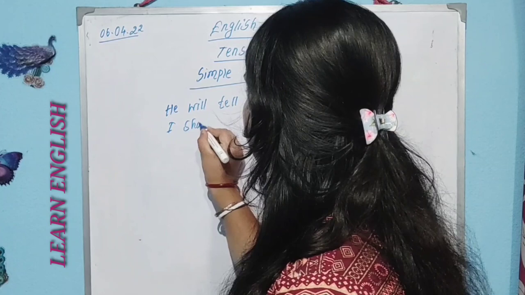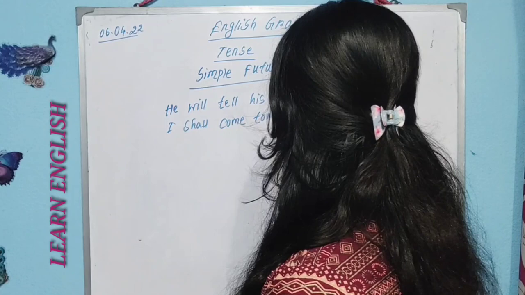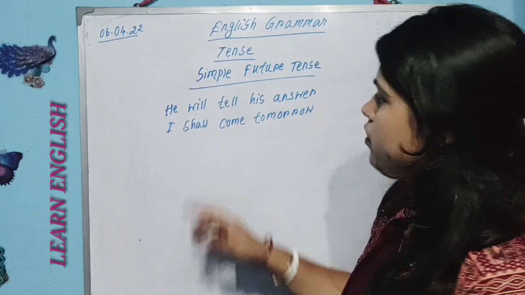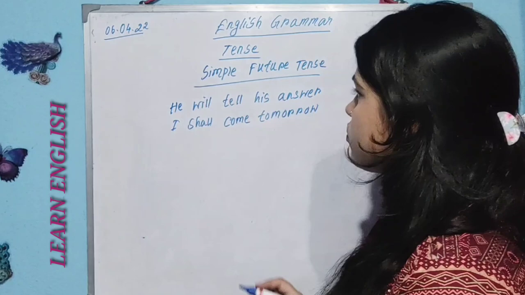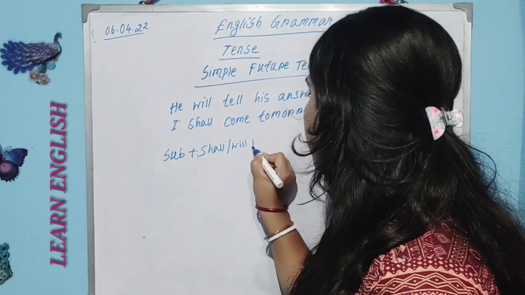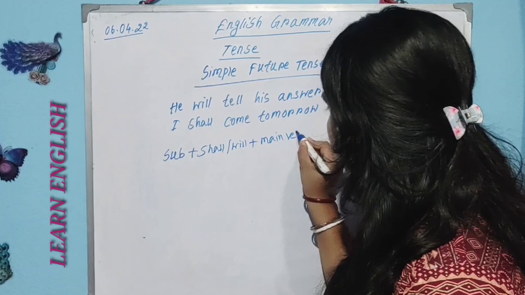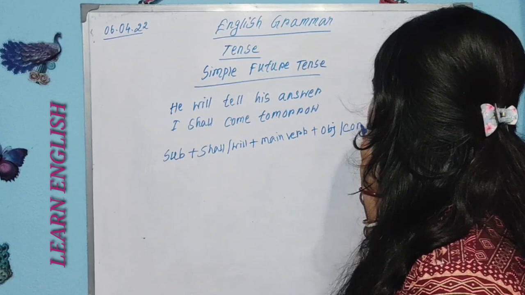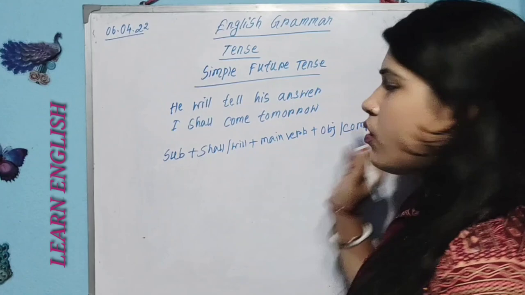I shall come tomorrow. So we add shall or will before the main verb. Okay. So the structure of simple future tense is subject plus shall or will plus main verb plus object or complement. Okay, so those are the simple tenses.